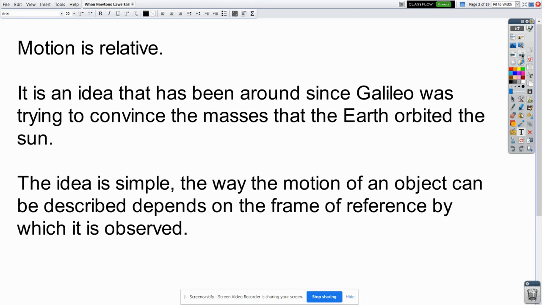When you look at the Earth around you, it feels like the Earth is not moving. When we see things move across the sky, it's easier for us to say that those objects must be moving while we stand still, as opposed to the other way around. And the idea is pretty simple. The way that the motion of an object is described depends entirely on the frame of reference by which it is observed.